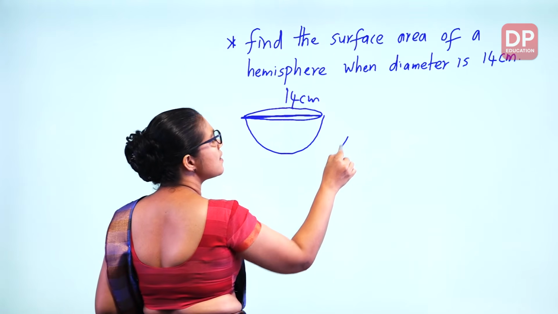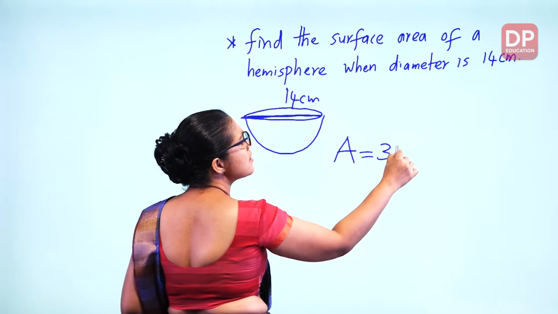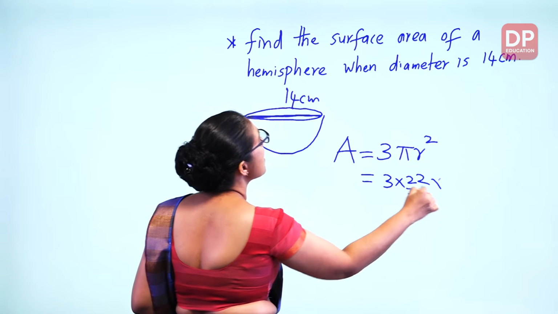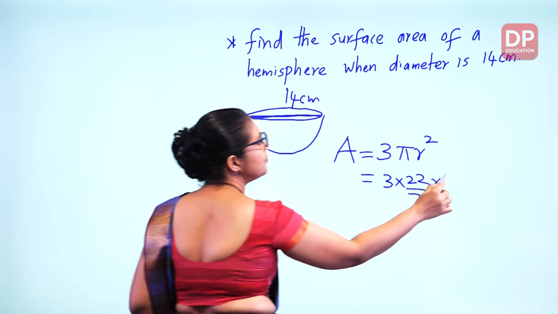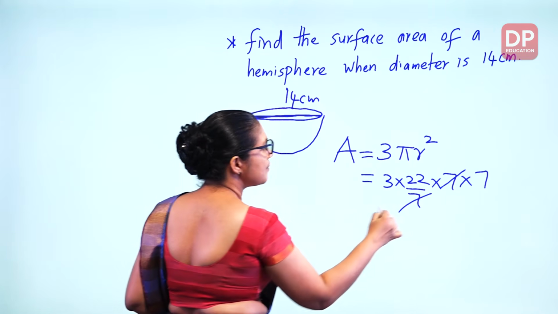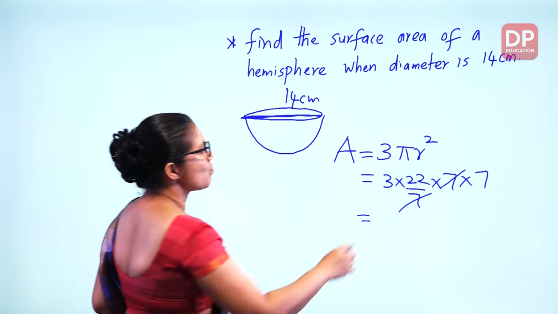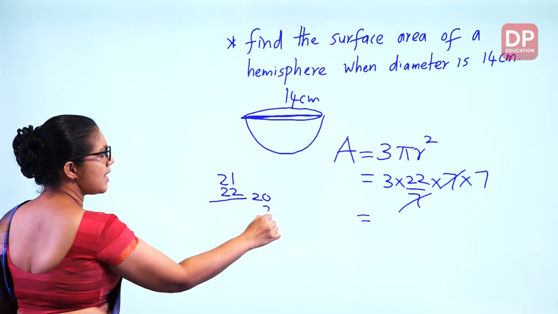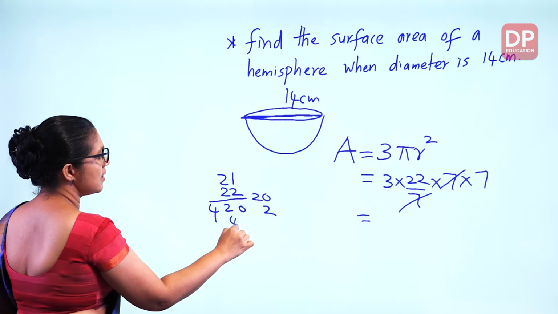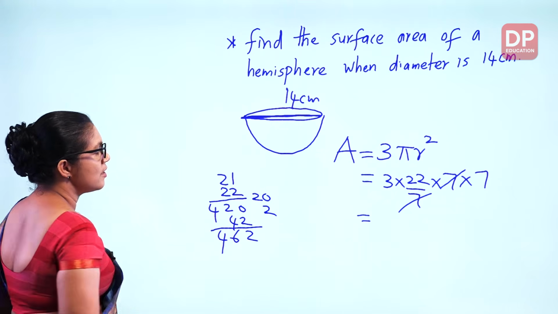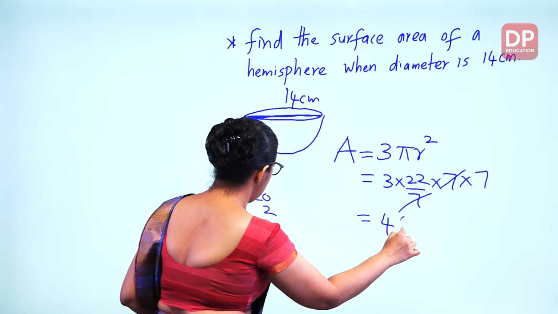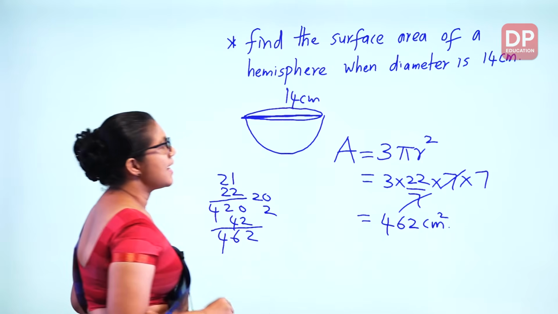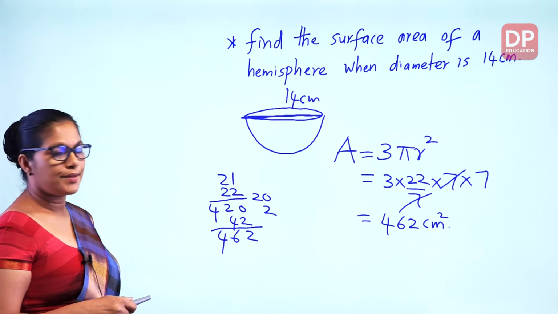So what's the formula? For the surface area of a hemisphere, you can use 3 pi r squared. 3 times 22 over 7 times the radius, which is 7 now. Now simplify this. You get 7 times 3, 21. 21 times 22. 20 and 2. So here you get this, and then when you add it, you get 462 square centimeters as the surface area of the solid hemisphere.